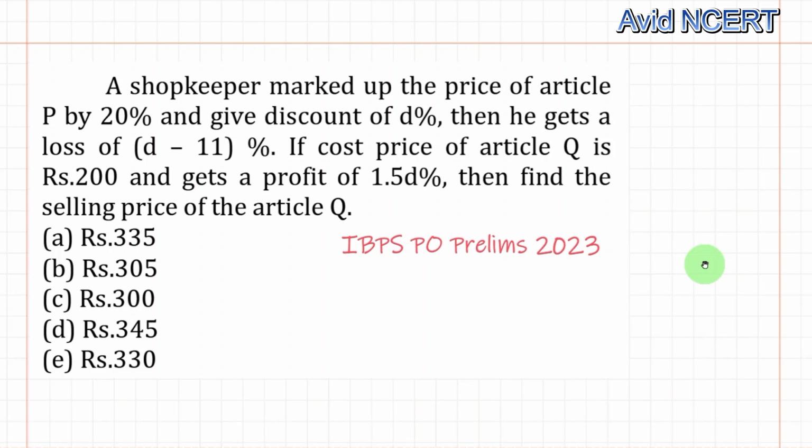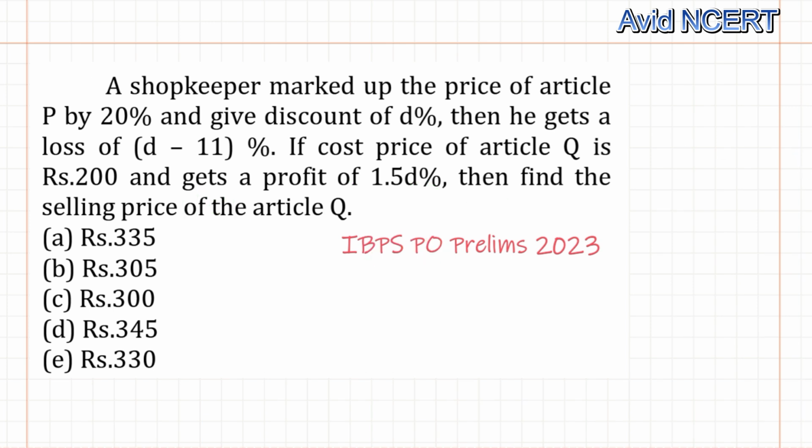This is Geeta. Today I'll be solving a question from IBPS PO Prelims 2023 question paper. A shopkeeper marked up the price of article P by 20% and gave a discount of D%, then he gets a loss of (D minus 11)%. If the cost price of article Q is rupees 200 and gets a profit of 1.5D percentage, then find the selling price of article Q.